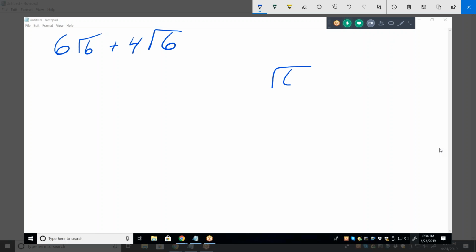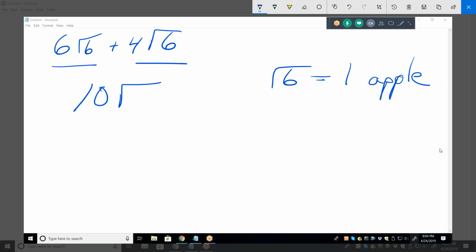Here's what I want you to consider. Radical 6 equals 1 apple. Okay? So this means you got 6 apples, and you're adding 4 apples to it. So how many apples do you have? 10 apples? 10 radical 6. Yeah. Right. In other words, just treat radical 6 as something, and you got 6 of them plus 4 of them. So you got 10 of them total.